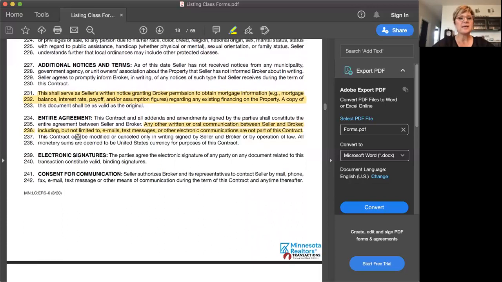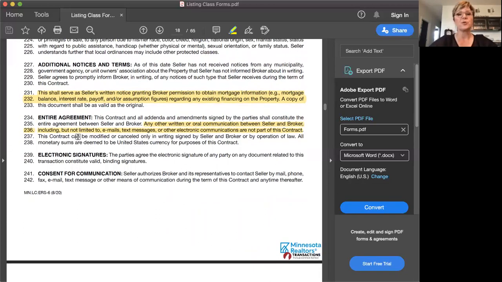Line 227 says, Mr. and Mrs. Seller, you are basically guaranteeing me that you have not received any additional notices from any governmental agency of anything that would affect the use and enjoyment of your property. And if you have, I would need to know that. And if you do, while we have this property listed, you will need to notify me right away.